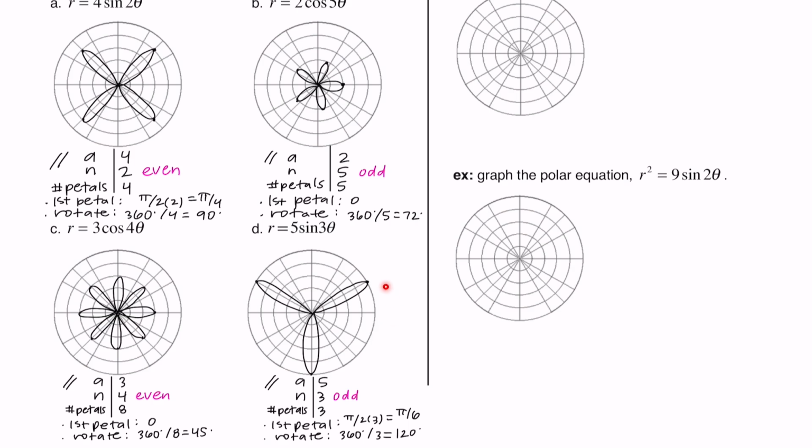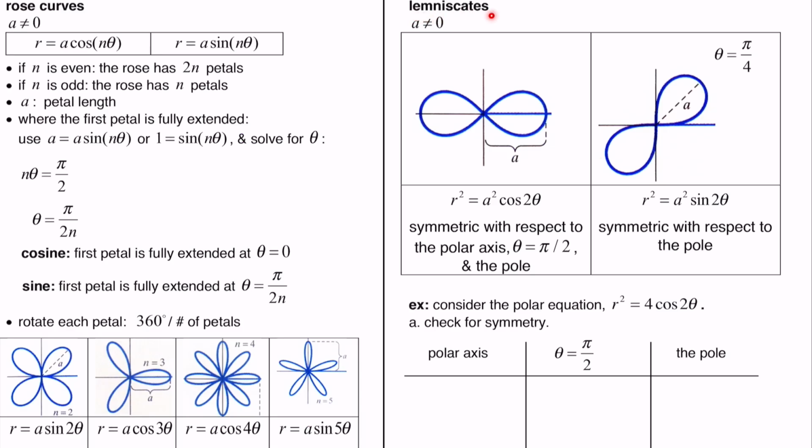And there's our rose curve with 3 petals. The next graph we're going to cover is a lemniscate, and you'll see the lemniscate looks like a propeller. When you have the formula with a cosine, the propeller will lie along the x-axis. When you have sine, the propeller will lie along the line pi over 4, or at 45 degrees. And the nice thing is those are our only options.